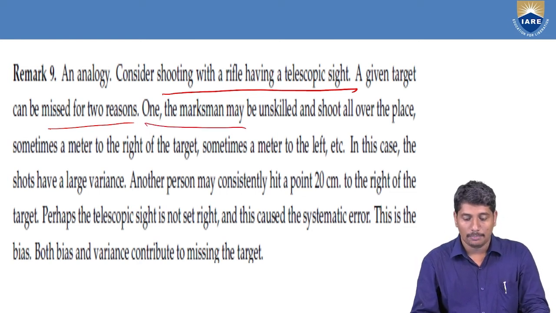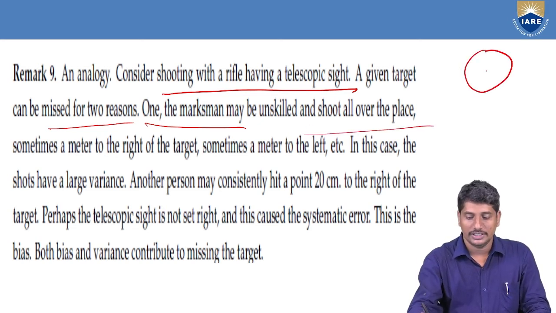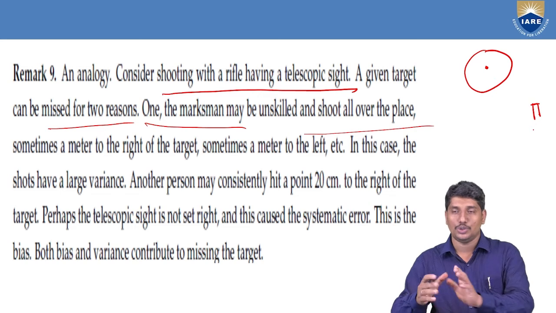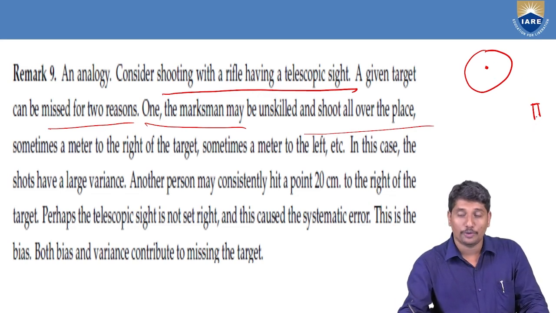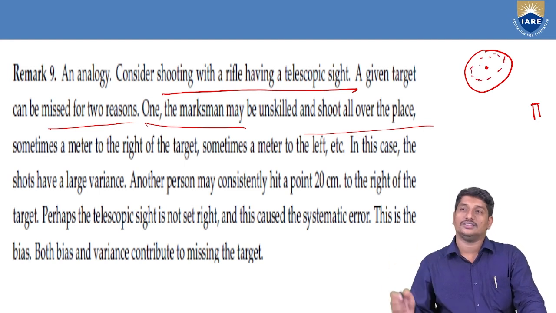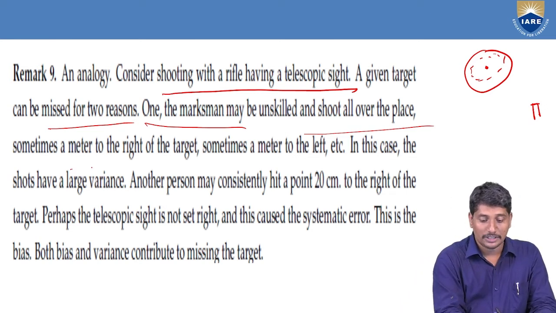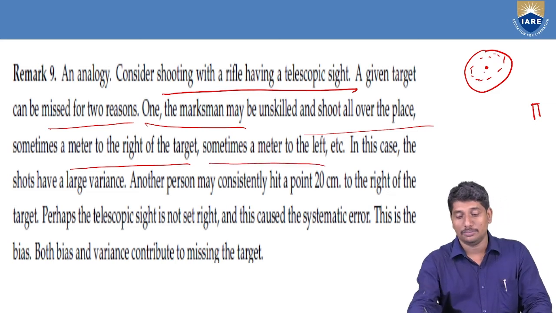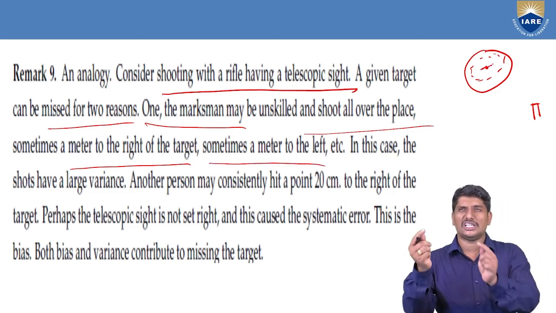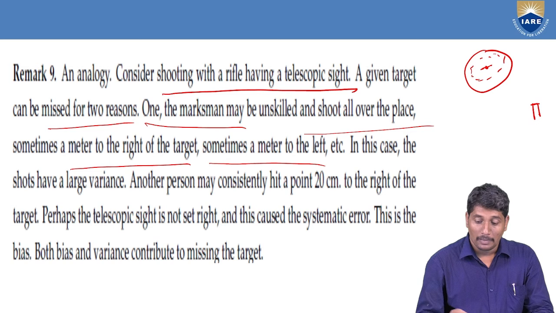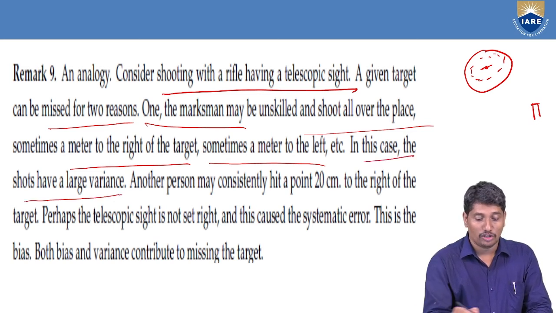The first one is that the marksman may be unskilled and shoot all over the place. That means if your target is here and you are trying to shoot it from there, the marksman, that is the shooter, may miss the target due to unskilledness, and may shoot in the surroundings, not at the exact target. Sometimes a meter to the right and sometimes a meter to the left. That means you may miss the target by a small distance, sometimes 1 inch right or 1 inch left. In this case, the shots have larger variance.